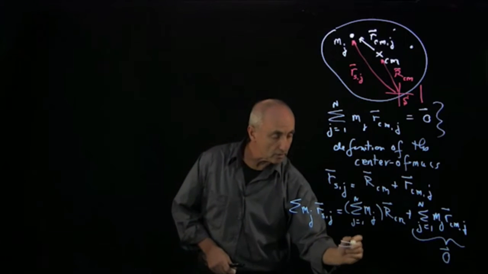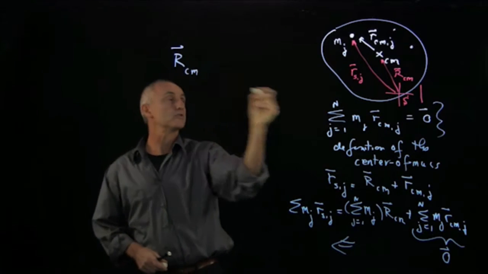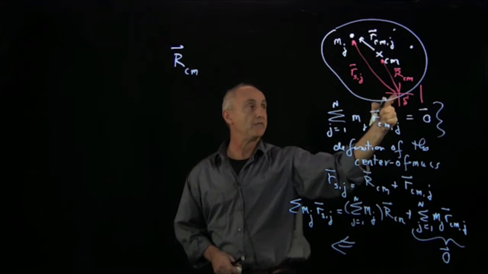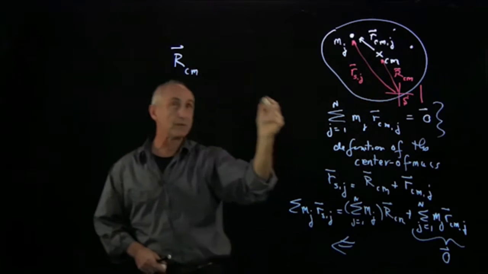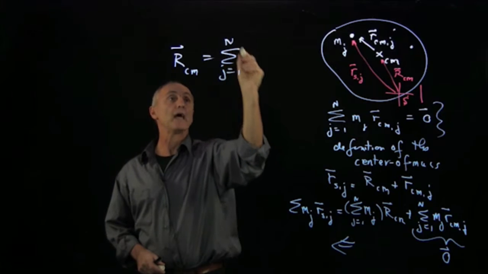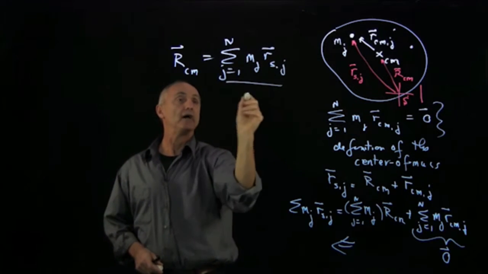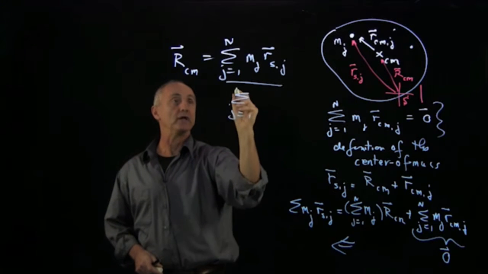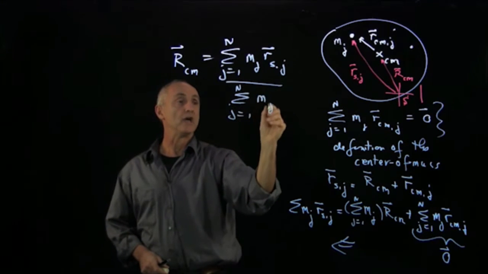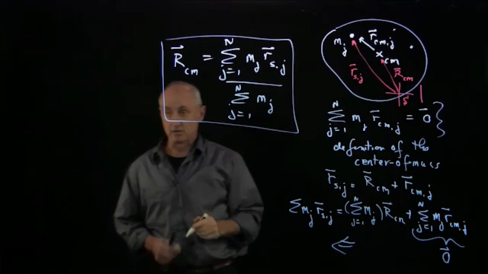And so we can now conclude that the center of mass, so you pick an arbitrary point, and if you want to find that vector to the center of mass, what you do is you make the sum from j goes from 1 to N of m_j r_sj, and you divide that by the sum from j goes from 1 to N of m_j. And this is what we call the center of mass.